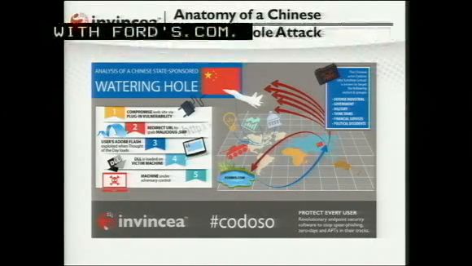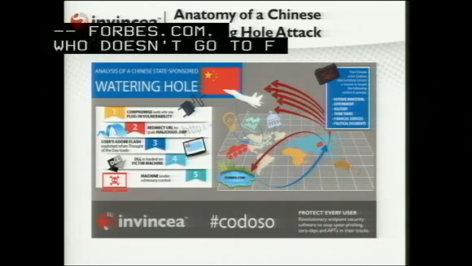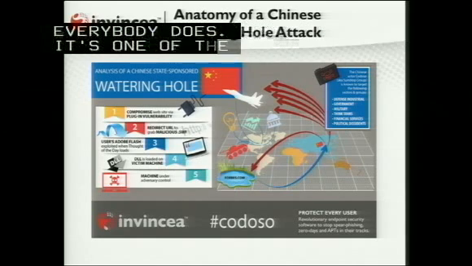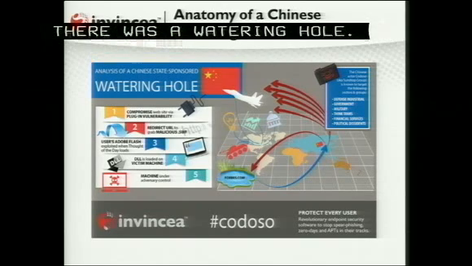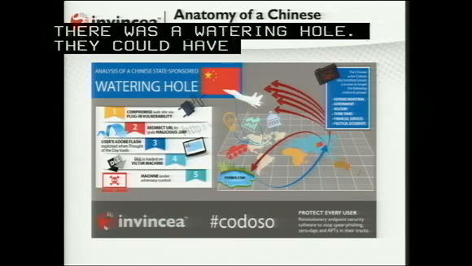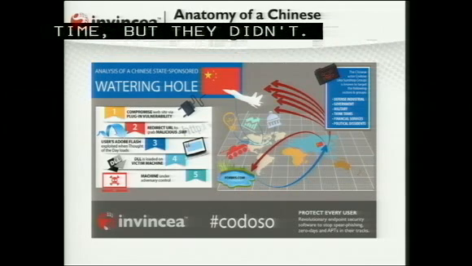So this happened back in late November 2014, right around the Thanksgiving holiday. There was a watering hole attack that used Forbes.com, one of the most heavily trafficked websites. This was really interesting because they used it as a watering hole, which is kind of weird. The reason it's weird is they could have grabbed 72 million visitors during that time period, but they didn't. They targeted very, very specific U.S. defense firms, because they were likely to visit Forbes.com. And they targeted it using IP address.